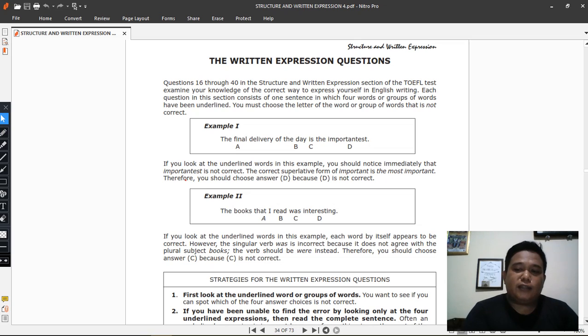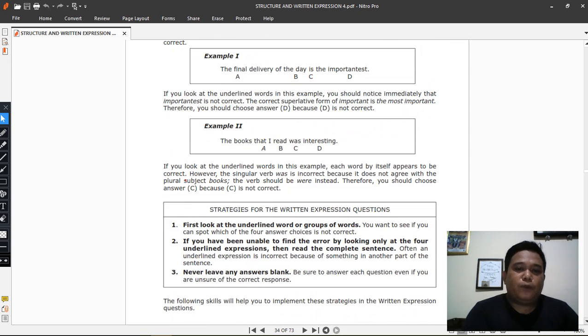For the second example, example 2: the books that I read was interesting. As you can see here, the wrong one is C, was. Why? Because the verb should agree with the subject. The books must use were. The books are plural, so you use the plural verb, not the singular was.